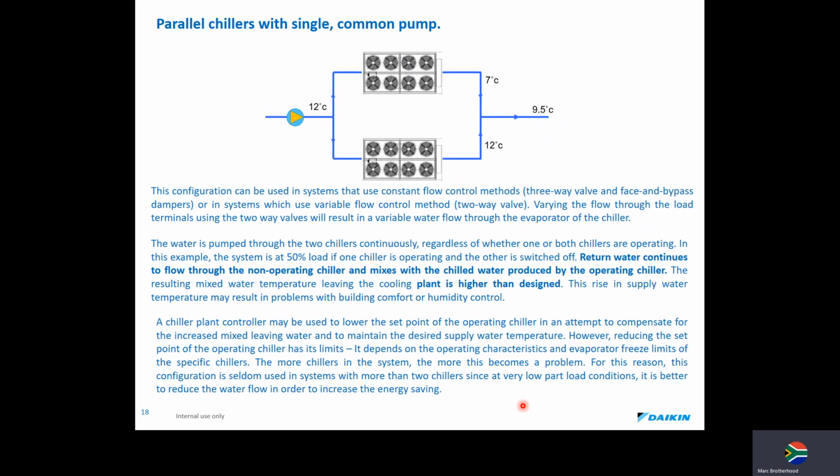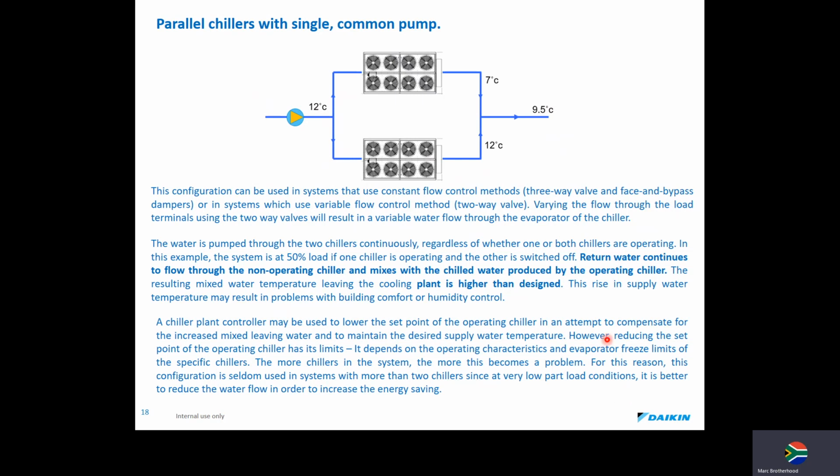A chiller plant controller may be used to lower the set point of the operating chiller in an attempt to compensate for the increased mixed leaving water temperature. So if we have a sensor here, the chiller plant controller might try and drop this now to 5 degrees to maintain the 7 degrees that we want here, okay?